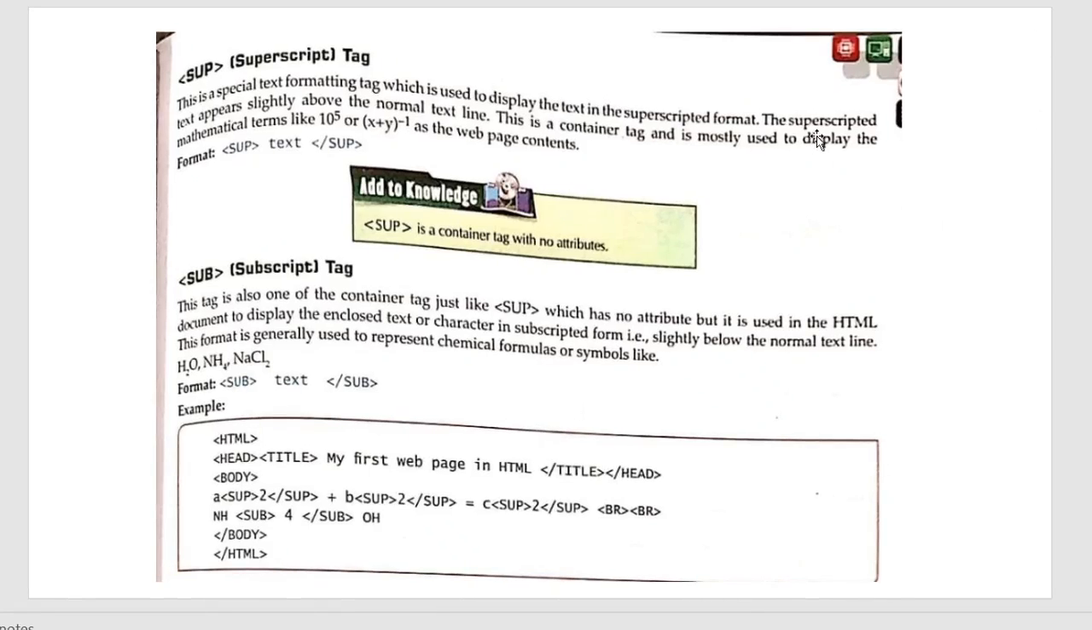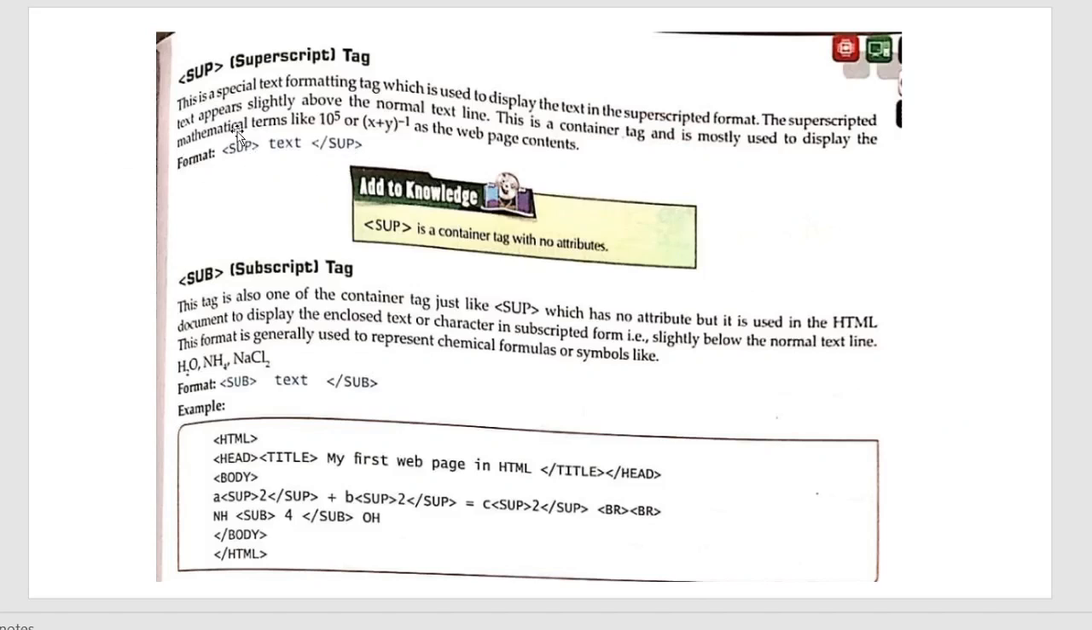The superscripted text appears slightly above the normal text line. This is a container tag. Again, everyone underline here, SUP and SUB both are container tags, so you need to close them. This tag is mostly used to display mathematical terms, or you can use it in science formulas also. But if you want, you can use it anywhere.